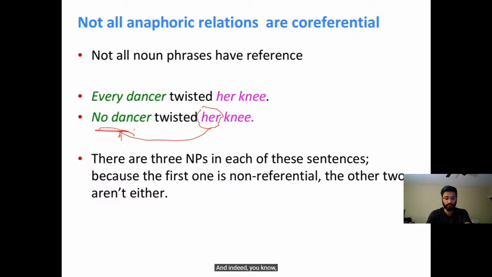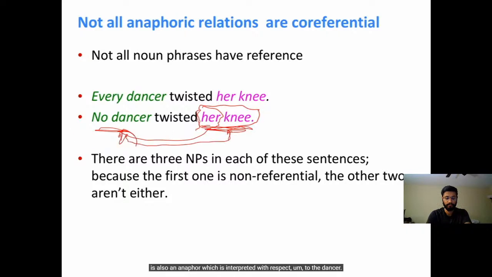And indeed, "her knee" is then a part of her, and so these are part relationships again. But "her knee", in a sense that I'll come back to, is also an anaphor, which is interpreted with respect to the dancer. So we have two anaphoric relationships here, even though we have no reference.